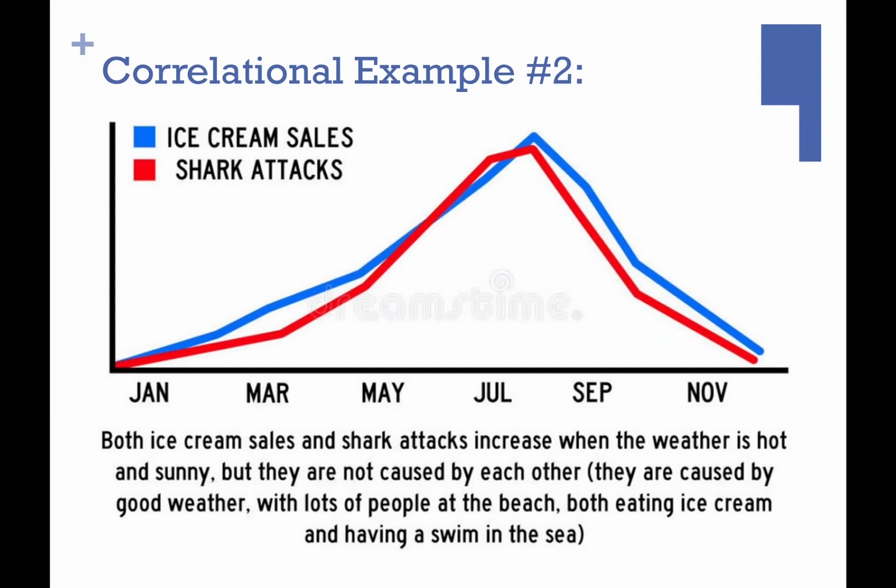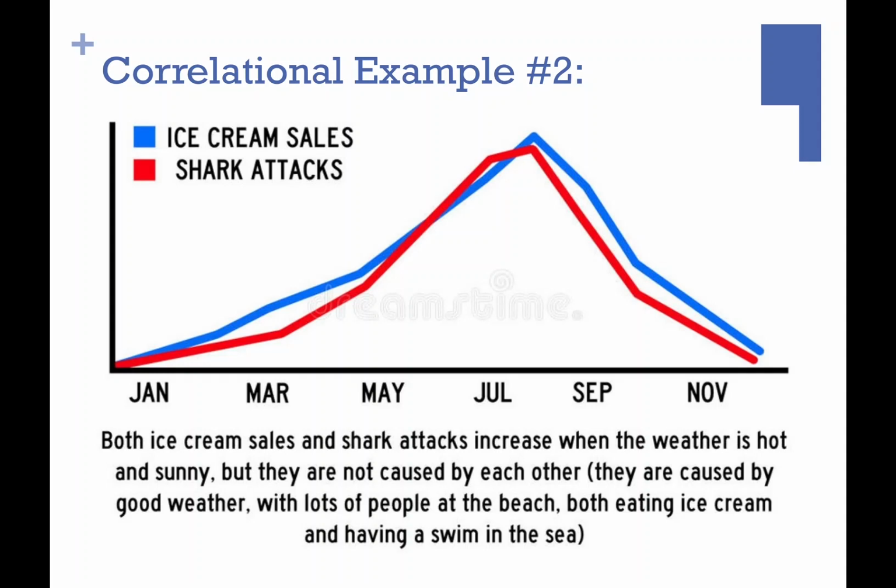Very famously, this data was compiled years and years ago by someone who was trying to explain the correlational flaw, and they said if you take two variables that occur at the same time, you can get problematic findings, right? Things like the correlation between ice cream sales and shark attacks. So if both ice cream sales and shark attacks increase when the weather is hot, they're not caused by each other, they're caused by a third factor, a confounding variable, which in this case is the hot weather.